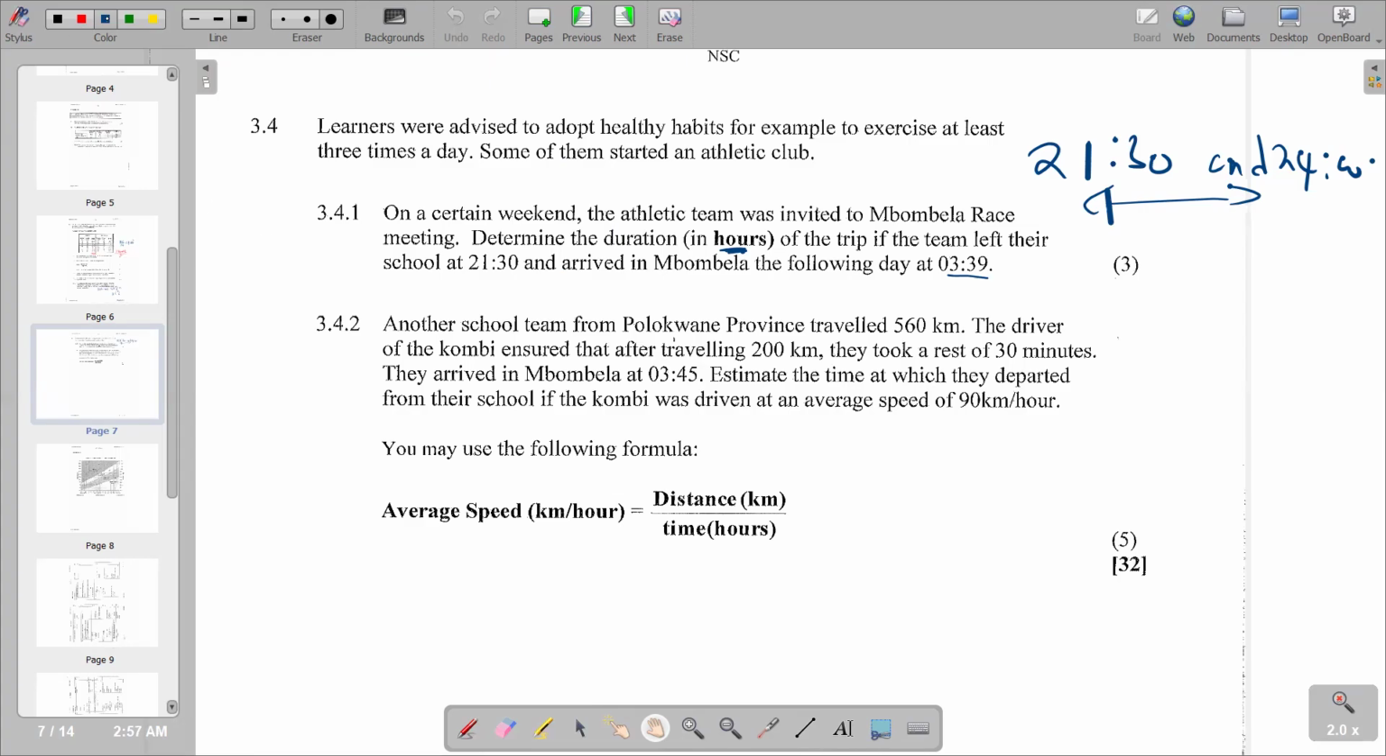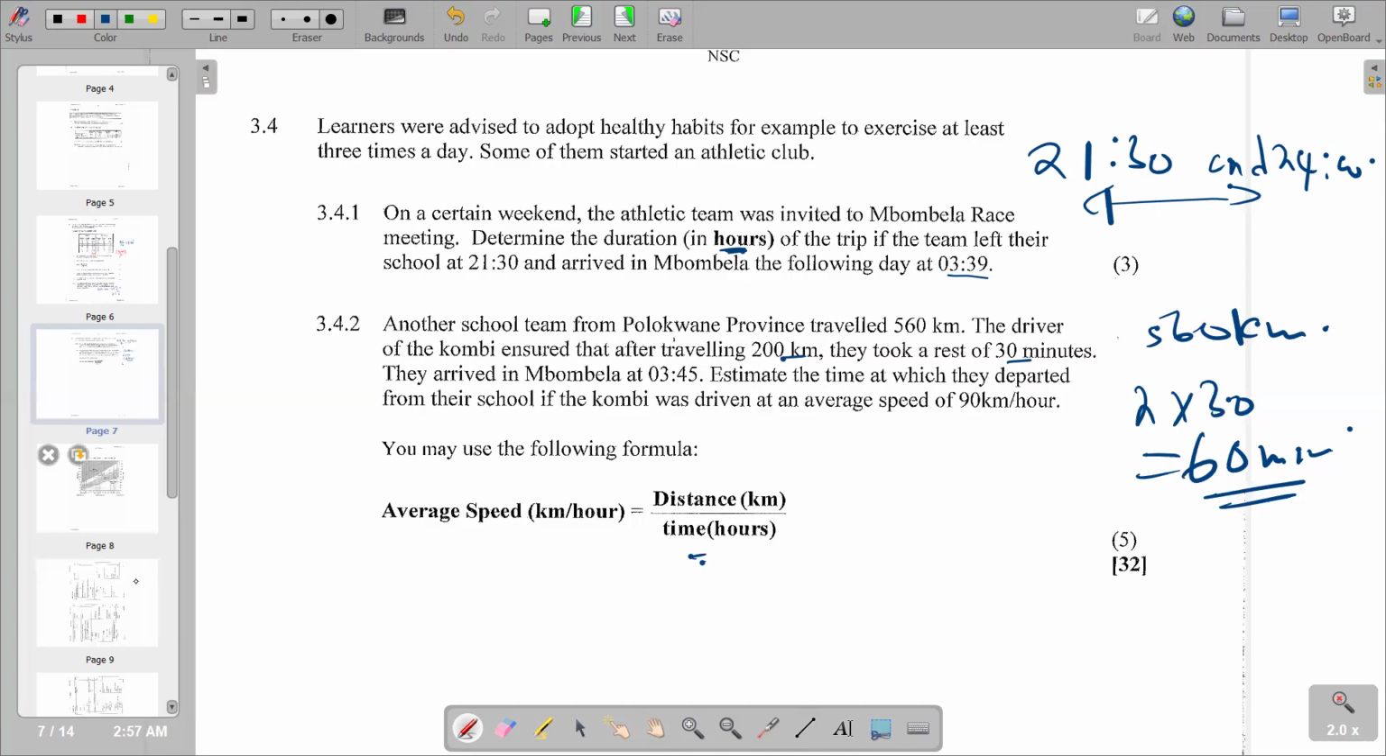But we have to take note that after traveling 200 kilometers, there we've got a 30 minute rest. You see that the total distance traveled is 560 kilometers, so we are going to have 2 breaks of 30 minutes. If we say 2 times 30 minutes, we are going to get 60 minutes. So obviously, the breaks are going to take us 1 hour. Then we can now use this formula to calculate the total time that was spent traveling.